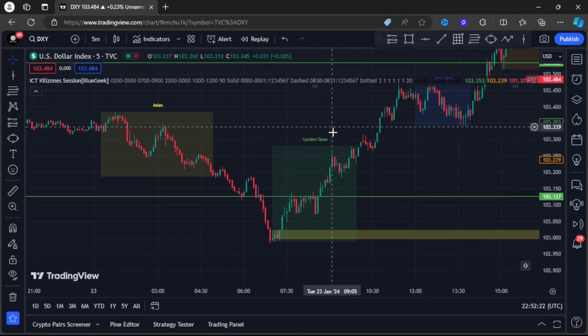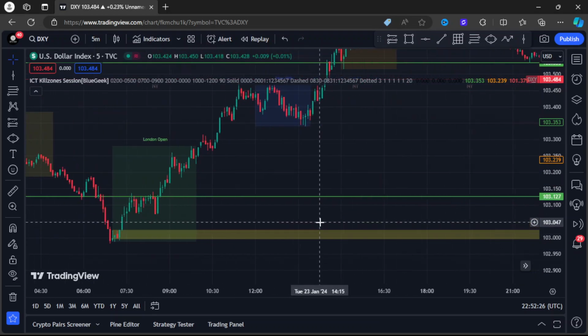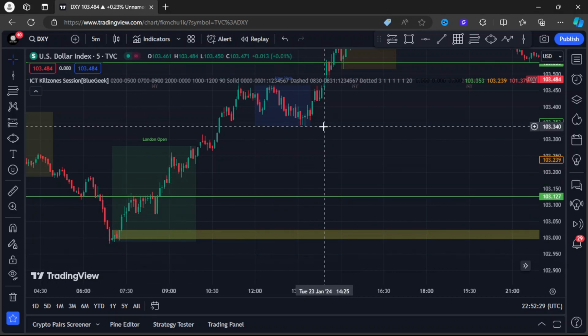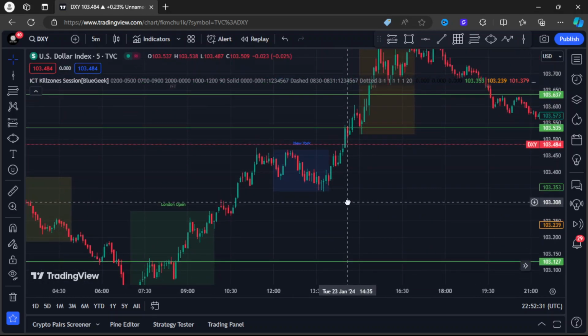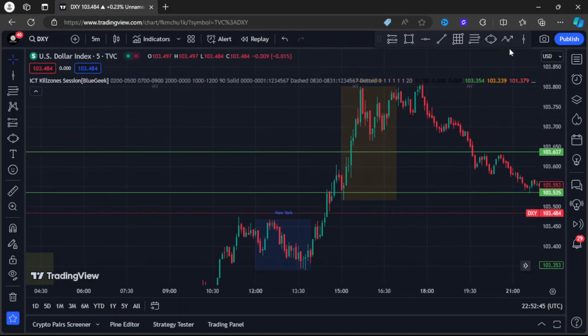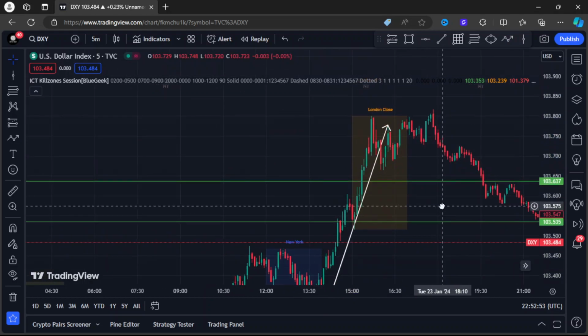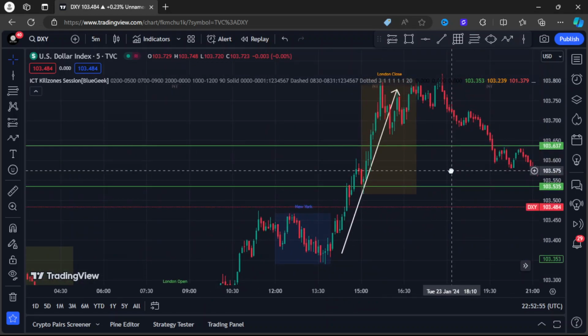Okay, so now let's come back to another example here from the Asian, which consolidated, then moved into the London Open. There was a fair value gap here, so London Open then moved upwards into the New York. So here you can see that after the New York zone, that is around 2 o'clock p.m. GMT, there was a buy, there was a push up to the London close, as I said.